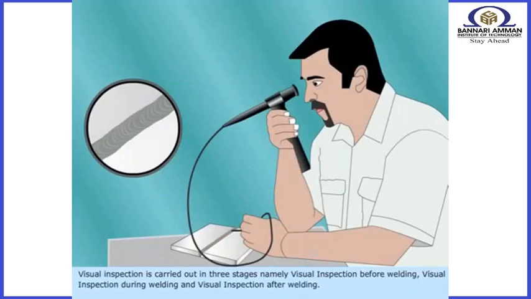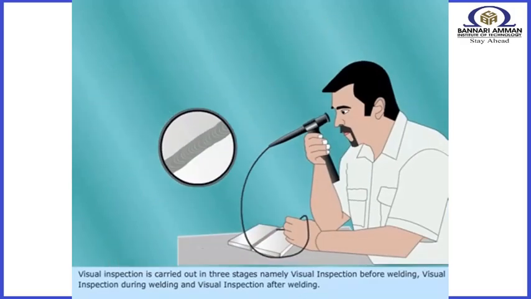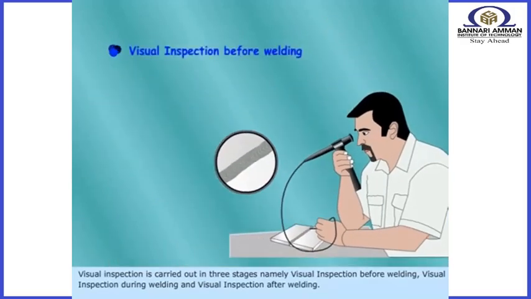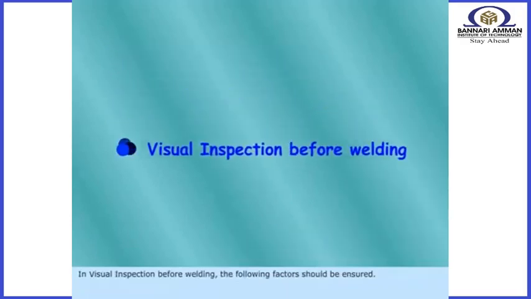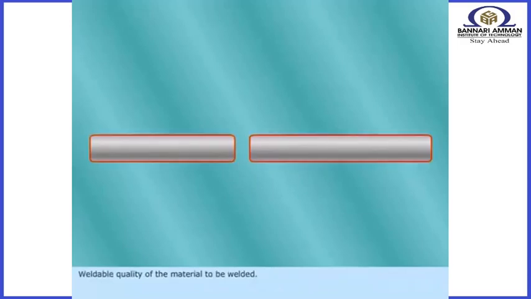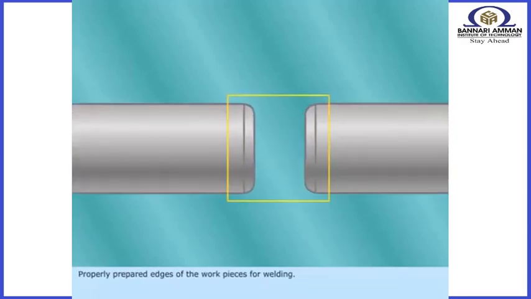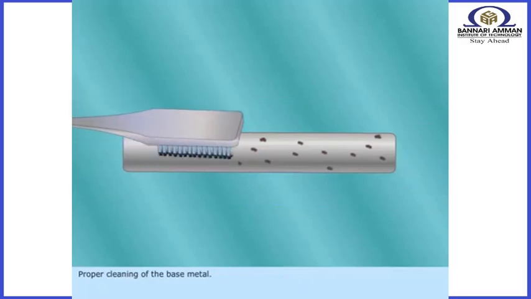Visual inspection is carried out in 3 stages, namely, visual inspection before welding, visual inspection during welding, and visual inspection after welding. In visual inspection before welding, the following factors should be ensured. Weldable quality of the material to be welded. Properly prepared edges of the workpieces for welding. Proper cleaning of the base metal.